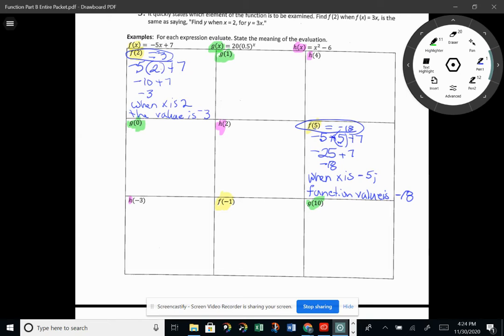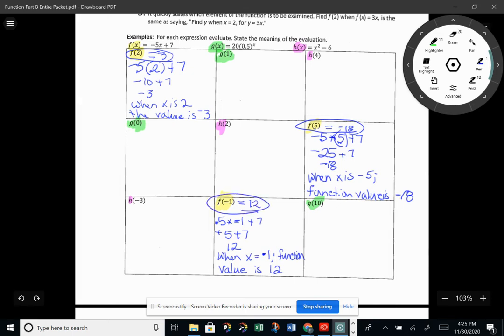Again, we're going to do this other one, f of -1, so we're going to plug -1 in for x. I have -5 times -1 plus 7. 5 times 1 is 5, and a -5 times a -1 ends up being +5, plus 7. So 5 plus 7 is 12. So when x is equal to -1, the function's value is 12.